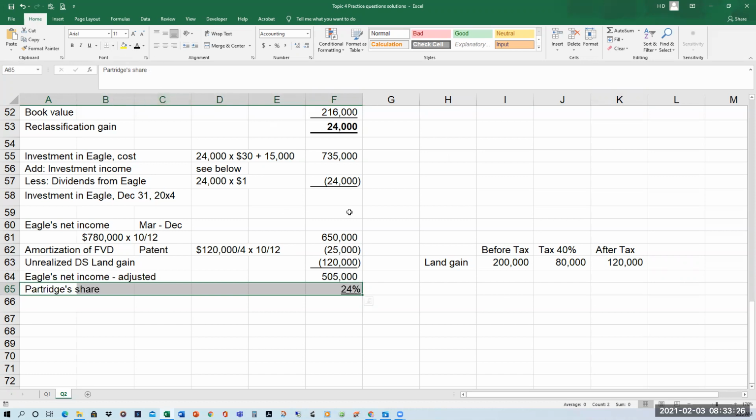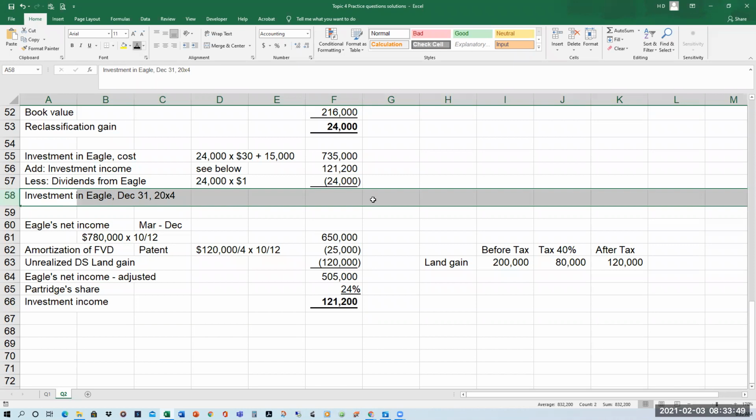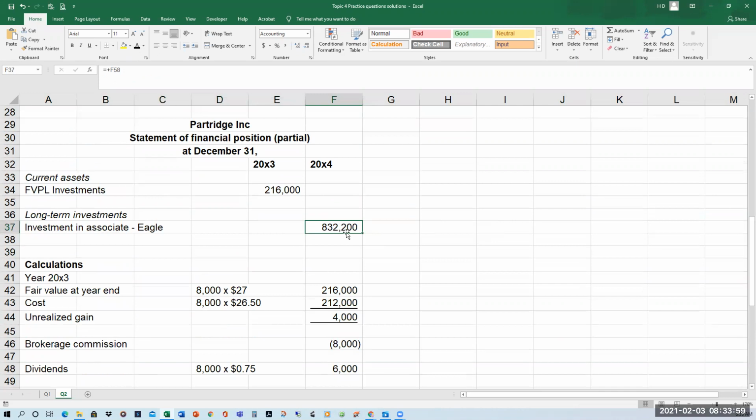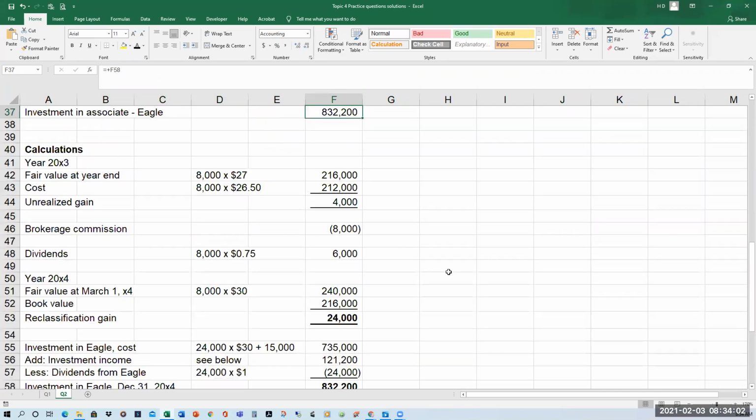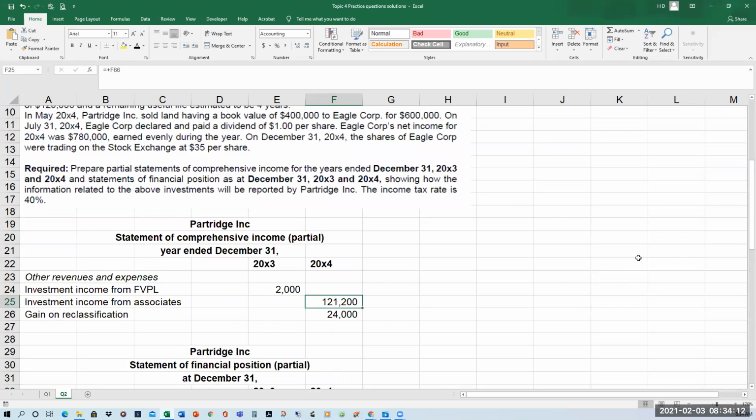And our friend Partridge owns 24% of that. So 24% of 505,000 gives us the investment income for the year, 121,200. This amount of investment income is added to the investment in Eagle, and we get the year-end value of $832,200. So what's reported on the statement of comprehensive income is the $832,200 for the investment account, and investment income for the year is reported at $121,200. So that was practice question 2.